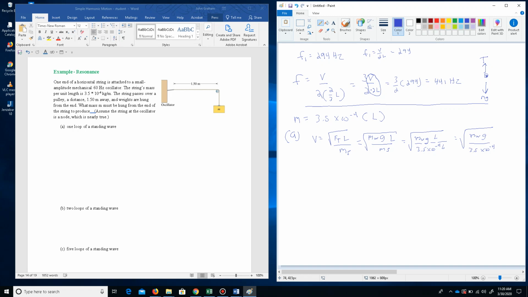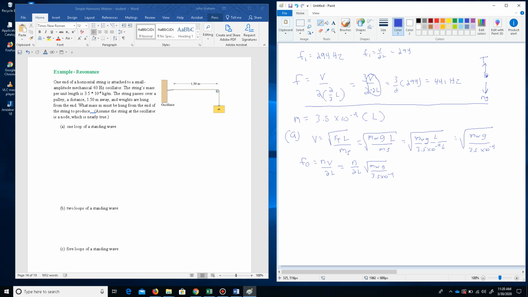Now we're going to look at the fundamental frequency. This is nv over 2L. And in this case, n is 1. Hold the n for right now though. And so we have the velocity, so we can plug that in. So n over 2L times the square root of mW g over 3.5 times 10 to the negative 4.